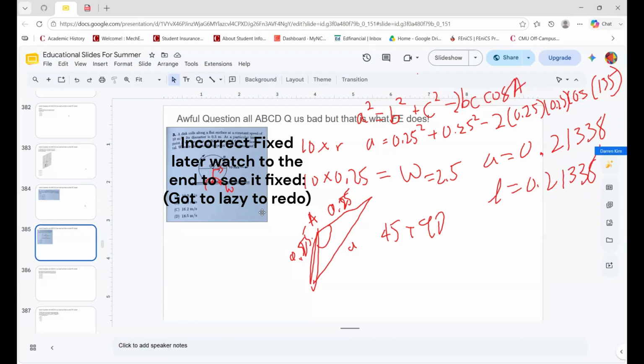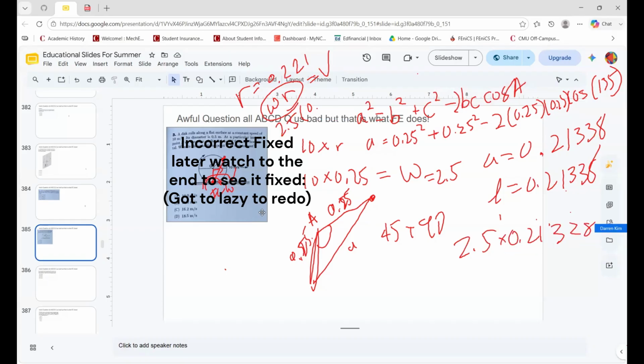So what we can do here is do the omega on this, because this is an IC point basically. This is the movement area where it moves from. So we can do what we call, I forgot what it's called actually. 0.21 is equal to R, and we can multiply by omega to equal V. So where's omega? 2.5 multiplied by 0.21338. So just multiply by 2.5, and you get about 0.